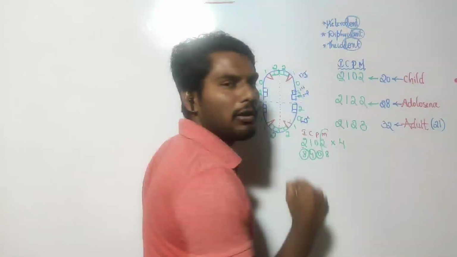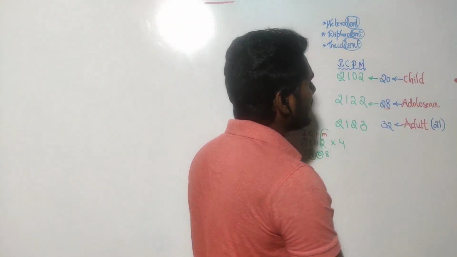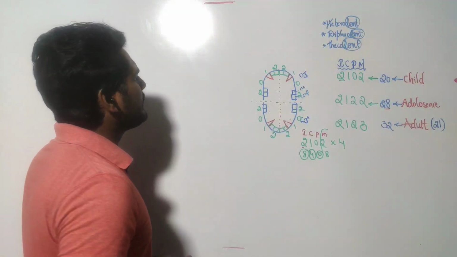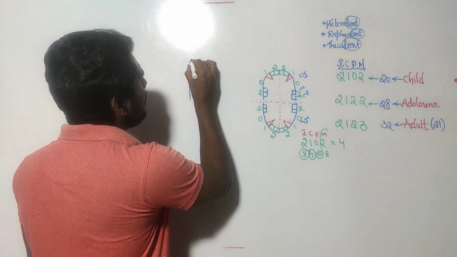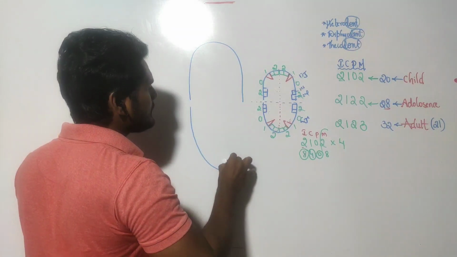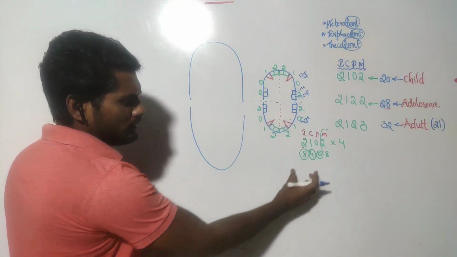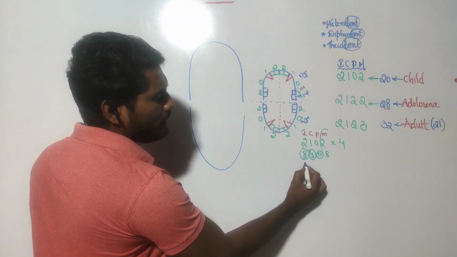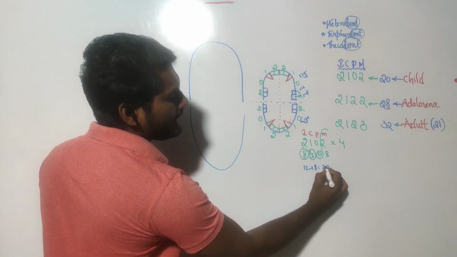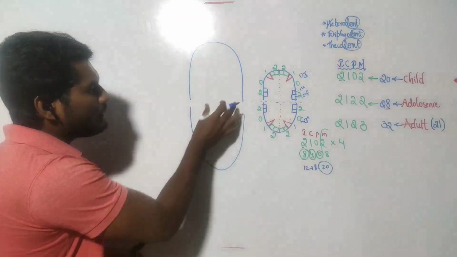Next, we go for the adolescents. Adolescents contain how many teeth? Adolescents contain 28 teeth. Everything is the same, you just split. This is the upper jaw and this is the lower jaw of adolescents, which contain 28 teeth. Now if you count here, 8 plus 4 how much? 12. 12 plus 0, 12. 12 plus 8 how much? 20. So the number of teeth in the child is 20. Simple logic.